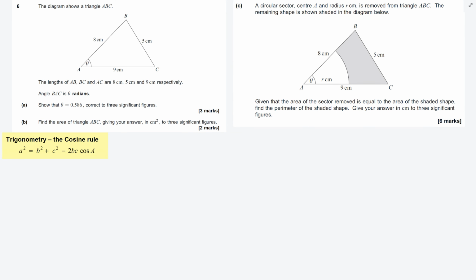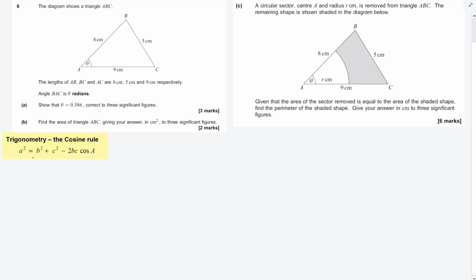We've got the 5 marks here, which are reasonably straightforward, and then the 6 marks, which really are going to test our geometric reasoning. So the bit in yellow here is the cosine rule from the formula book, which we are going to use for part A. It says to show that theta equals 0.586 correct to 3SF.